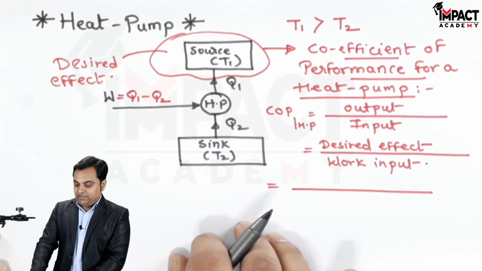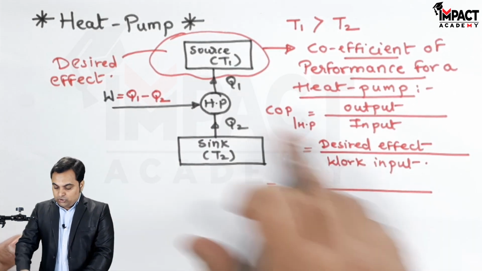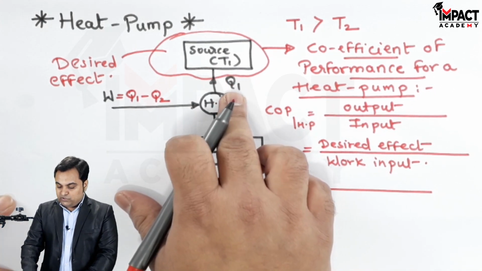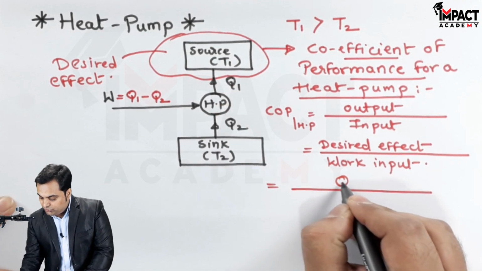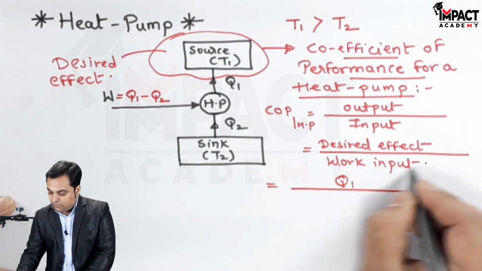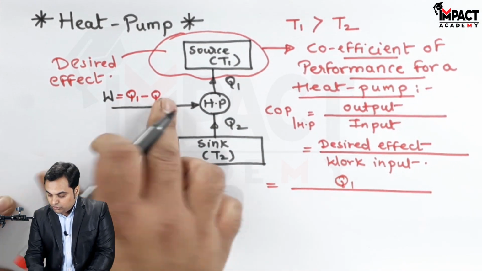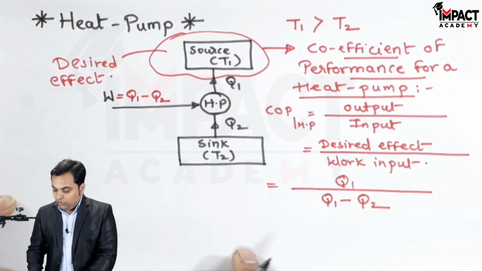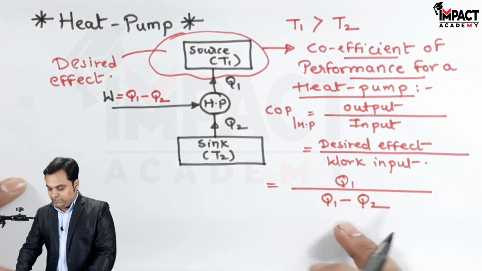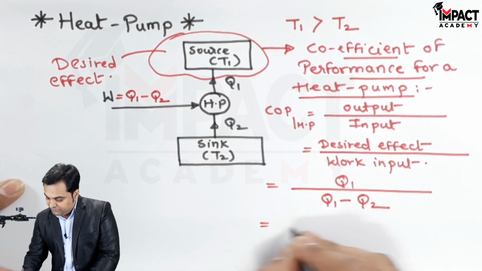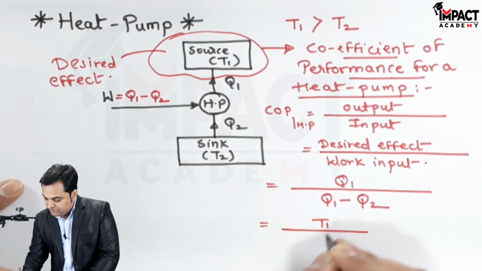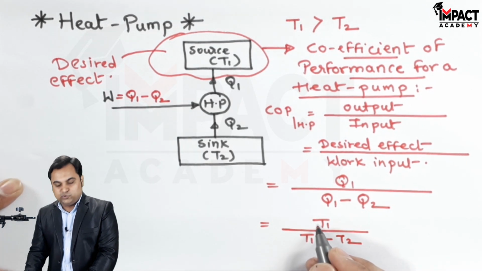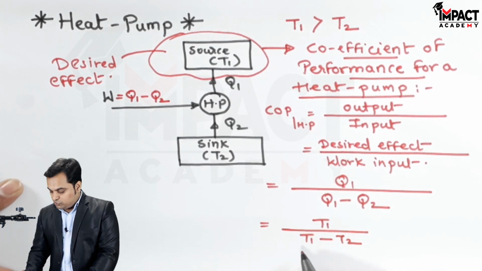Like we are there in the source. So the heat pump is delivering heat to the source, which is Q1. So in the numerator there will be Q1, and work input is nothing but Q1 minus Q2. So this is the COP formula for the heat pump, and it can also be written in the form of temperature. So it is T1 upon T1 minus T2, that is the temperature of the source upon the difference of source and sink.